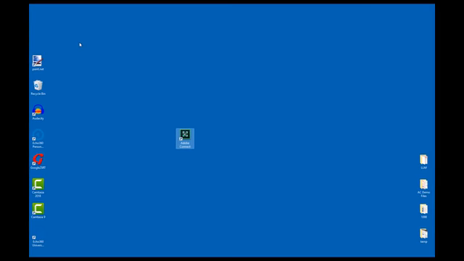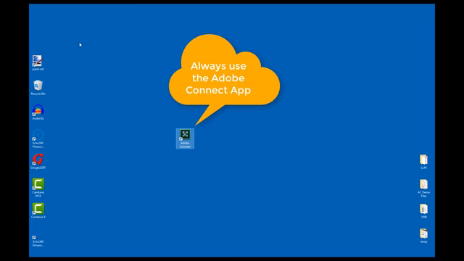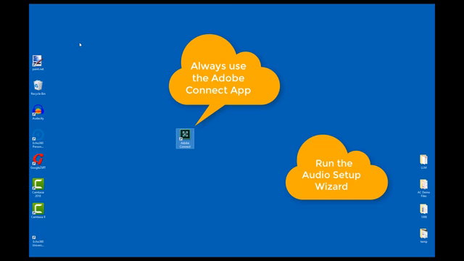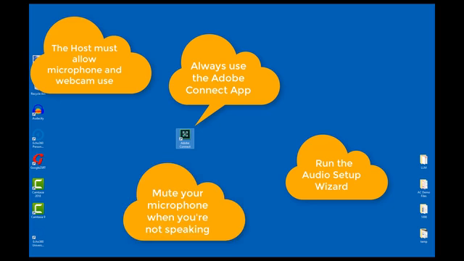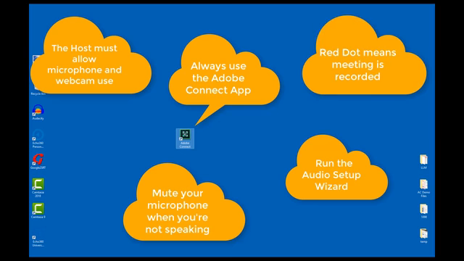Here's a recap of a few important points. You must install the Adobe Connect app on your computer to attend meetings, and always use that Adobe Connect app instead of a web browser to connect to the meeting's URL. Run the Audio Setup Wizard to configure your speakers and microphone. You will be able to use your own microphone or webcam only if the host enables those rights for participants. Keep your microphone muted when you are not actually speaking. A red dot in the upper left corner means the meeting is being recorded.